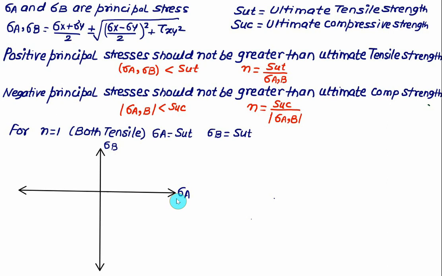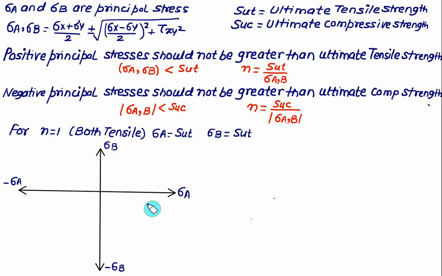These represent the tensile stress, that is, both principal stresses are tensile, and this value represents the negative value of principal stress sigma B, which is compression, and this value represents the negative value of sigma A, which is compression. So in quadrant 1 both values are tensile, and in quadrant 3 both values of the principal stress are compression. If one of the principal stresses, sigma A, is tensile, then sigma A will be SUT. That can be represented by a vertical line passing through SUT.